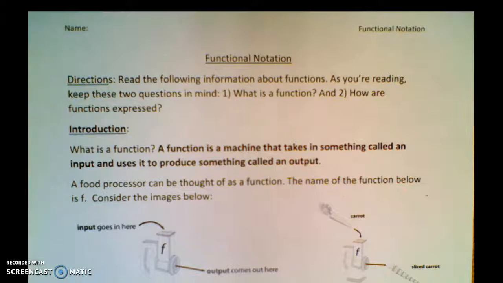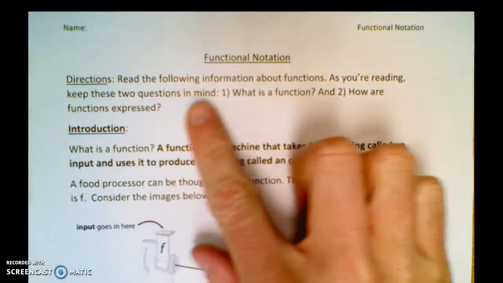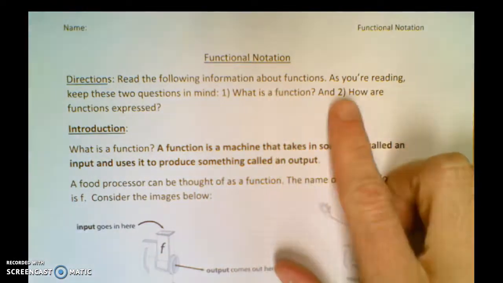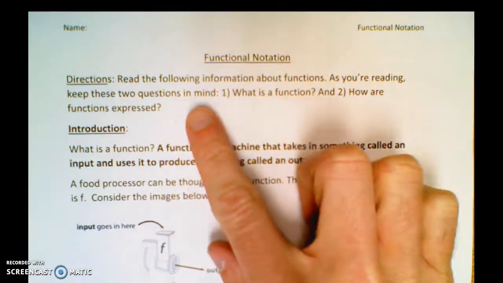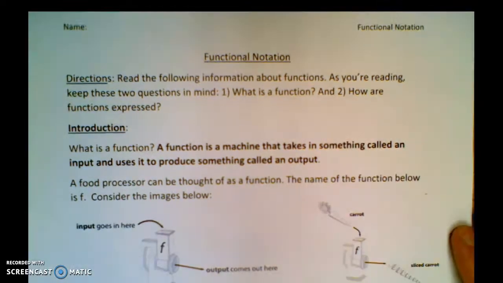Alright, let's read the following about functional notation. It says directions. Read the following information about functions. As you're reading, keep these two questions in mind. What is a function, and how are functions expressed? So let's look at the introduction.